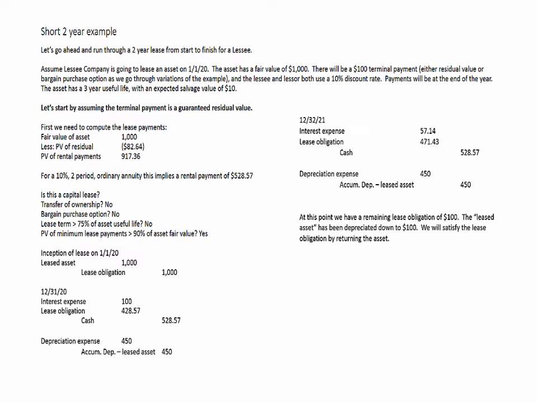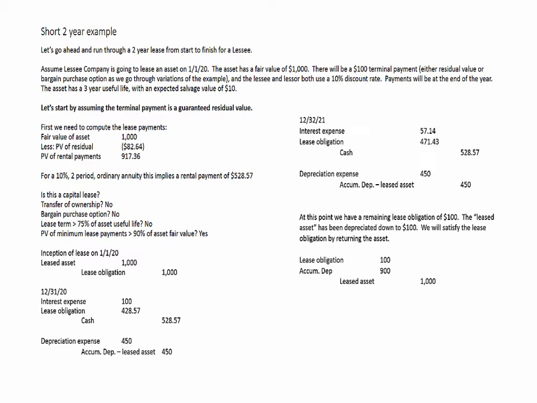Now at this point, we have a remaining lease obligation balance of $100. That represents the guaranteed residual value. We have also depreciated the leased asset down to that guaranteed residual value of $100. So it's simply going to be a matter of satisfying the lease obligation by surrendering the leased asset. So we're going to get the leased asset off the books, we're going to get the accumulated depreciation off the books, and by doing so we satisfy that lease obligation.